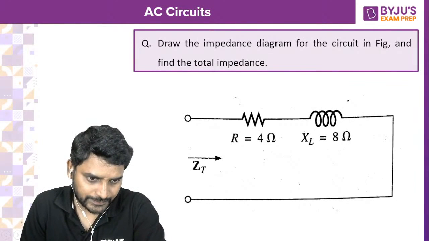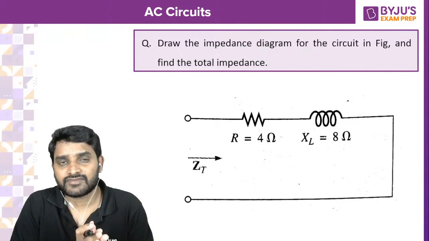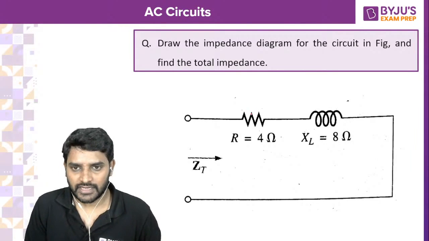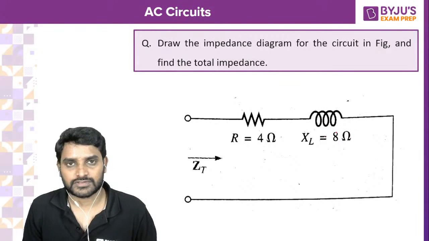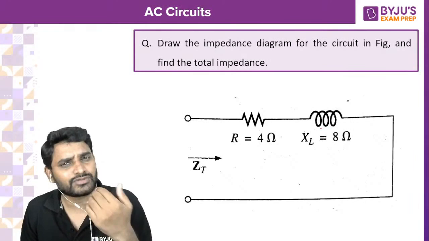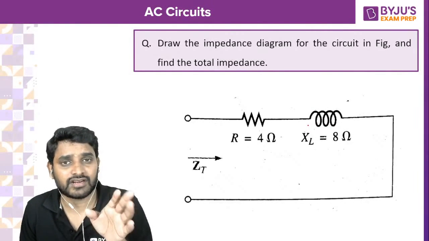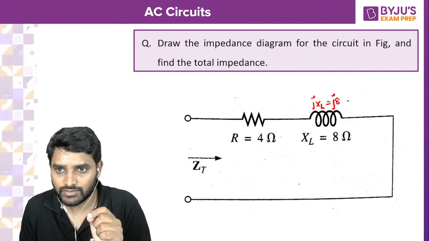Now look into this one. Draw the impedance diagram for the circuit in the figure and find the total impedance. I have R, I have XL, that is 8 ohms. Please remember, in some examinations they'll give you jXL, sometimes they'll give you only XL. So if they forget, you should not forget. It is jXL, that is j8 ohms.